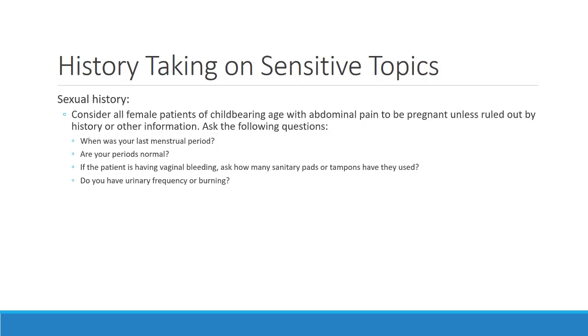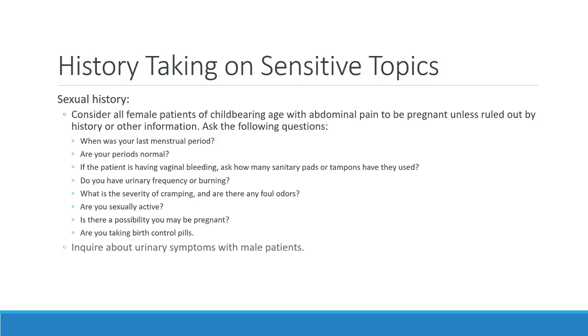You want to find out if they have any urinary frequency or burning. What is the severity of any cramping that they may have, and are there any foul odors? You want to find out if they're sexually active. Anyone of childbearing age, we need to know if they are sexually active, if the problem they've called us for has anything to do with the reproductive system. And is there a possibility that you may be pregnant? Again, another question to ask, depending on the need. Are you taking birth control pills?